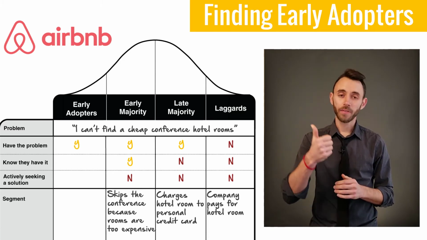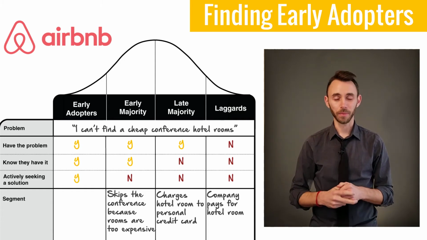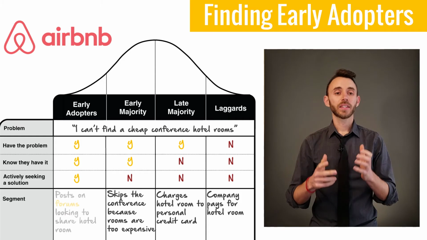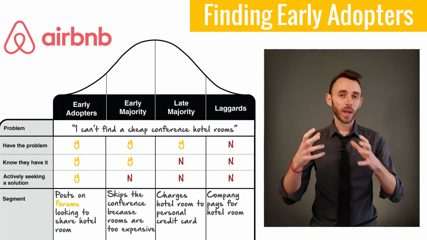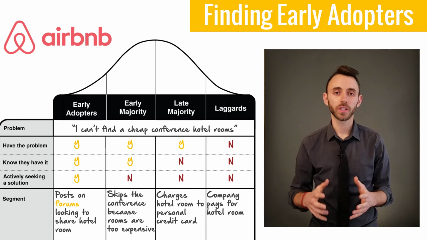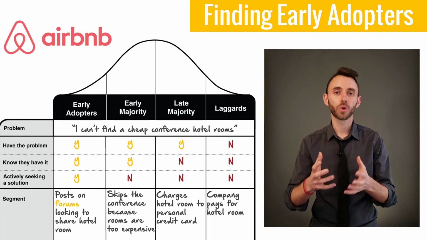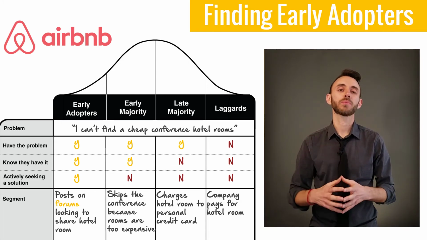These are people who have the problem, know they have the problem, and are actively seeking a solution to that problem. In this case, an early adopter might be someone who's posting on a forum to try and do a room share. Or maybe they're searching all of the hostels in the area to see if they can find an affordable room. These are people who are actively seeking solutions to this problem.